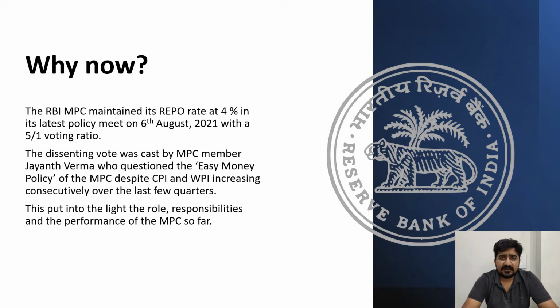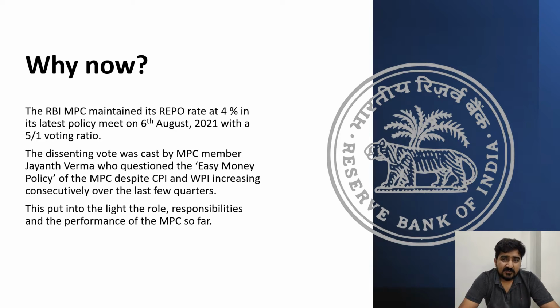Why are we discussing the MPC right now? What has happened that has made the MPC come up in news again? The MPC meets once every 2 months, most recently on August 6th. In the August meeting, they voted to keep the policy rate unchanged at 4% and keep an accommodative policy stance.